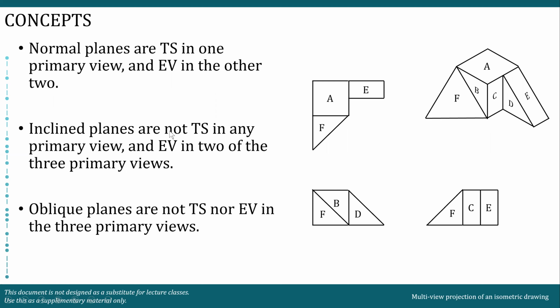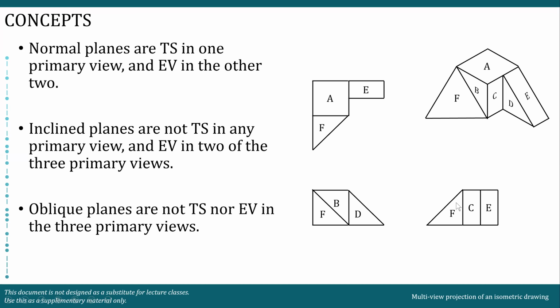Yung not applicable lang dito sa TS. So, ibig sabihin, it is not TS in any primary view, but it is edge view in two of the three primary views. Pag oblique planes naman, not TS nor EV in three primary views. First of all, let's define what primary views are. So, sana naalala nyo kung ano yung mga primary views, no? Primary views are those produced by HRP, FRP, and PRP. Namely, the top view, front view, and right side view.